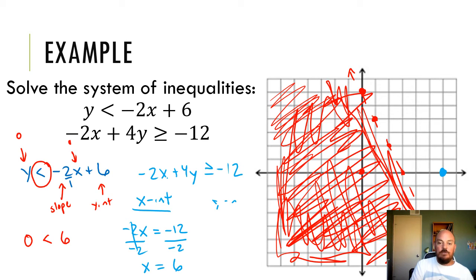And then for my y-intercept, didn't work very well. Okay. For my y-intercept, we'll say x equals 0. And you get 4y equals 12. Divide both sides by 4. And y equals positive 3. So my y-intercept is going to be up 1, 2, 3. It's going to be right here. And I'm going to draw, this time, a solid line, because this one does have the or equal to. Draw a solid line going through those 2 points.